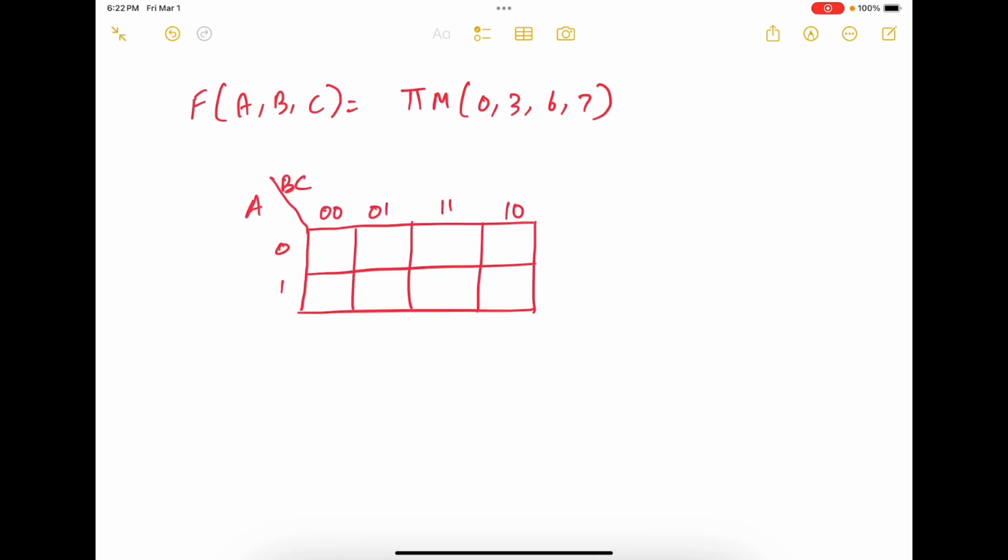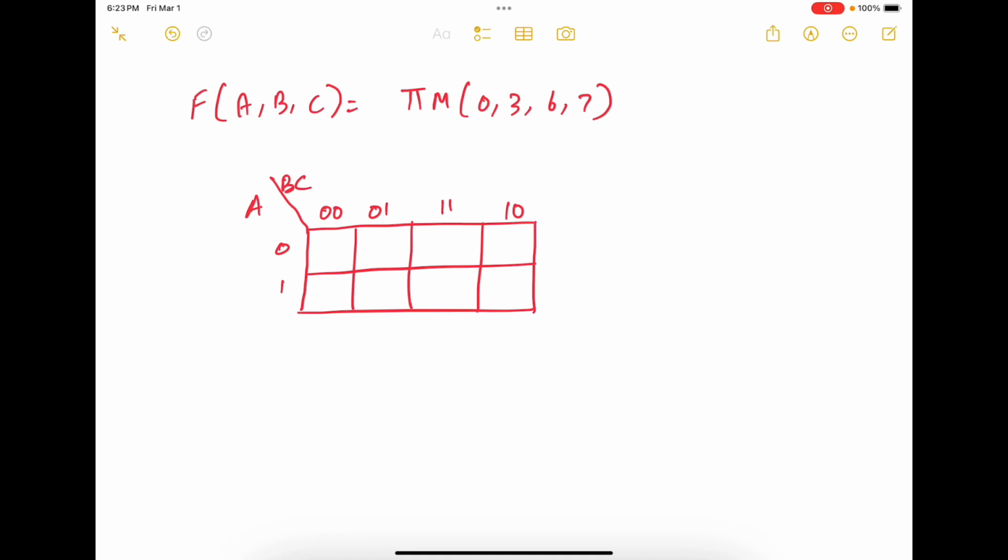So you have A on one side, BC on the other side. A can take two possible values, 0, 1. The combination of BC can take four different combinations: 00, 01, 11, 10. This part remains the same. Now put in the max terms.